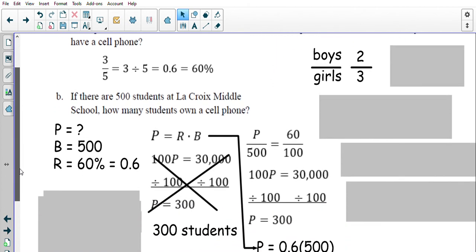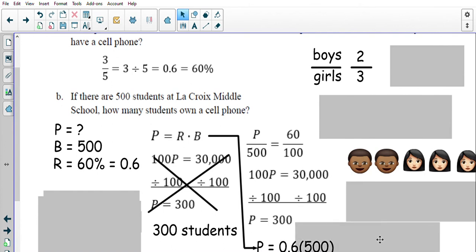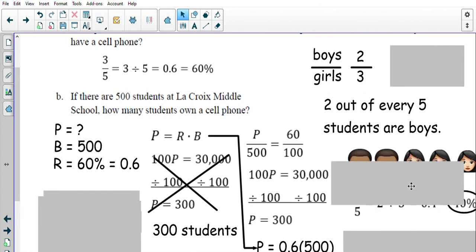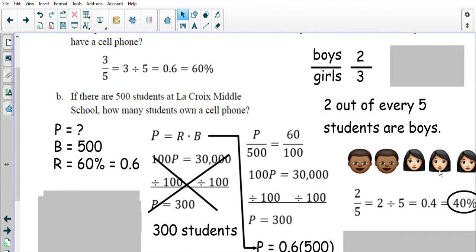So I think the easiest way to envision this is to use a picture. So for every 2 boys, there's 3 girls. So when we ask what percent of the students are boys, well, if I've got 5 students here, 2 of them are boys, so 2 out of 5 is going to get us 40%. So we've got 2 out of every 5 students are boys, 2/5 is 40%.